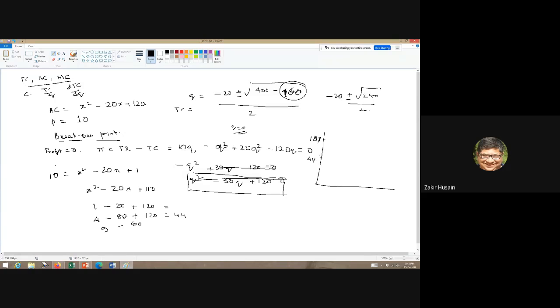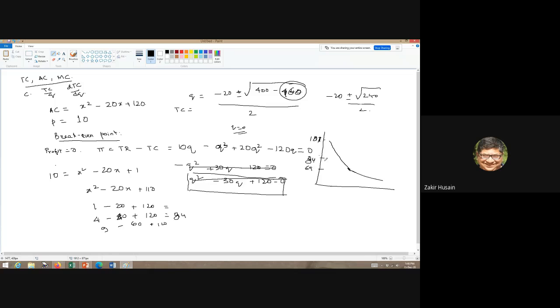This is also wrong, isn't it? If I put in 2, this will be 4, 2 into 20 means 40, so minus 40 plus 120. It will be 84. Then for 3, 9 minus 60 plus 120, so it will be 69. But you can see that it's decreasing, but the amount of decrease is gradually coming down. So it will be like this.